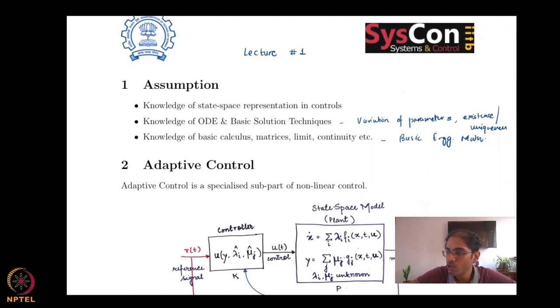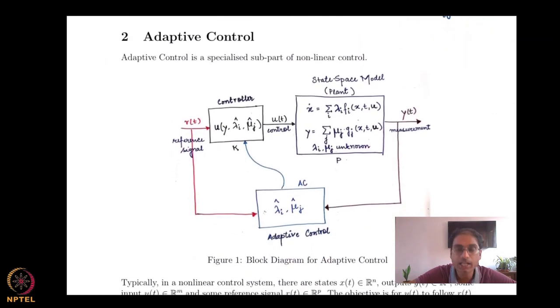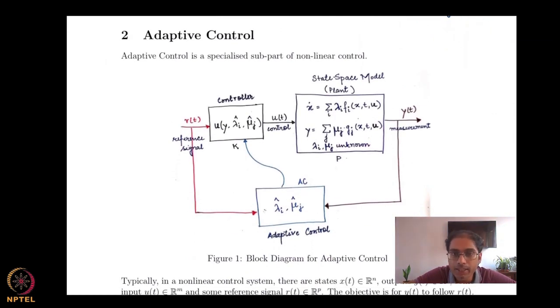I want to also discuss, to begin with, what a block diagram for an adaptive control would look like. A lot of you are used to seeing block diagrams. Block diagrams are integral to most control courses, so what I want to do is also to give you, in the same block diagram framework, what an adaptive control system will look like.